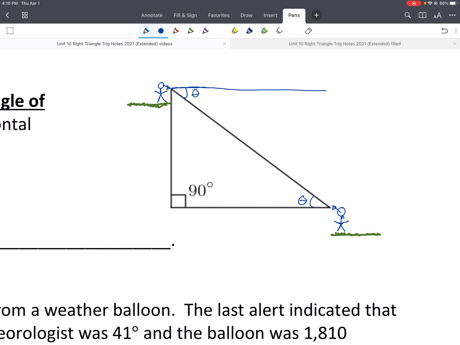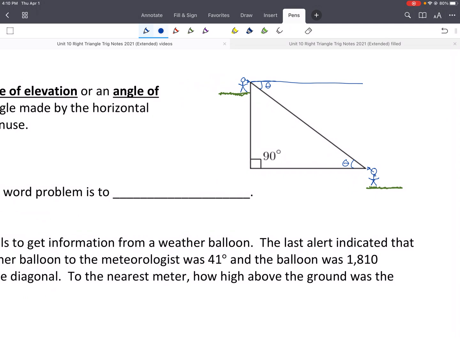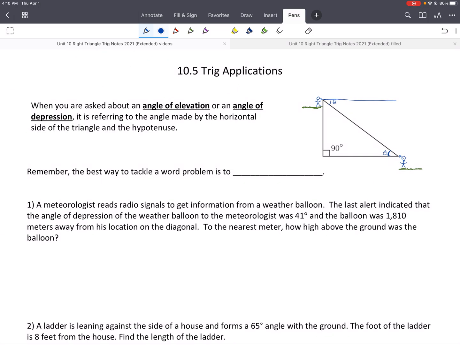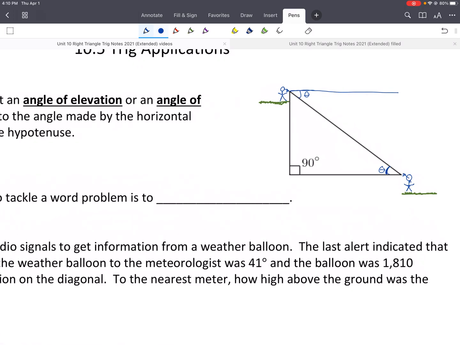So when we sketch these triangles, whether we're saying depression or elevation, we can place our angle here. That's what I'm trying to say here, okay? So that angle is always the angle that touches the horizontal side. We'll never use the angle at the vertical side. So this angle, if we were to label this, would never be the angle of depression or elevation. Okay? All right.